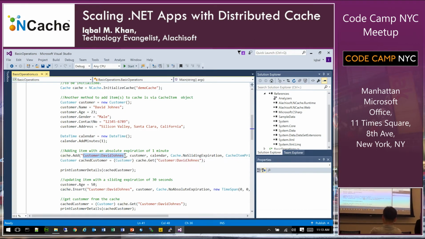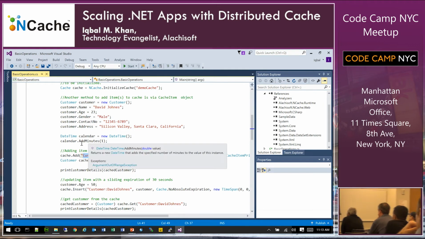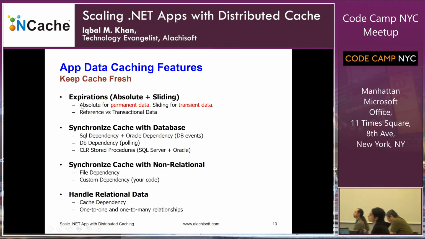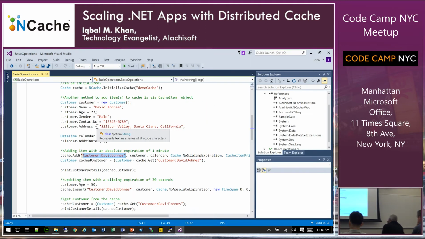And now you create an object, and you do cache.add. Here's your key, here's the actual object, and you've just added an expiration of 1 minute. So you said, keep this in the cache for 1 minute. This is called absolute expiration. Absolute expiration says, just keep it for whatever time you want to give it, regardless of whether I'm using it or not. After 1 minute, I don't think it's safe to keep it in the cache because it might change in the database, so remove it from the cache.